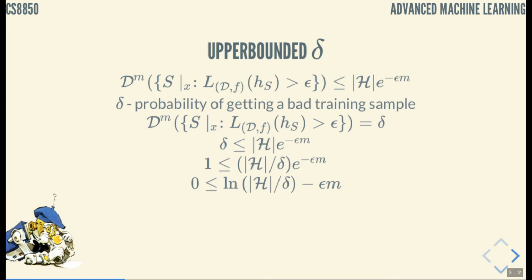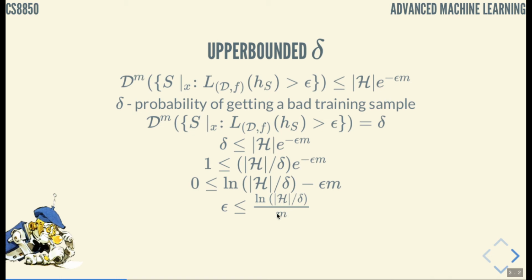So we end up with the right-hand side, which is non-negative. It's greater than or equal to 0: log of the ratio of the size of the hypothesis set over delta, minus epsilon m. Epsilon is our accuracy parameter and m is the sample size, the number of samples in the training set. So from that we can rearrange and obtain this inequality, which just says that the accuracy parameter epsilon is inversely proportional to the number of samples m.